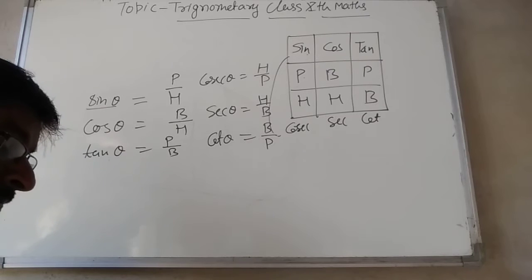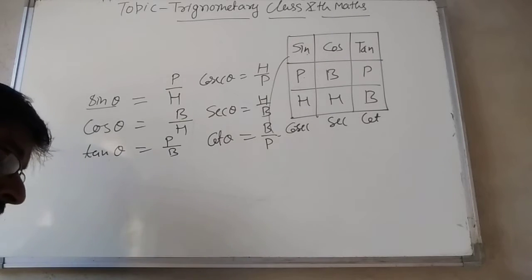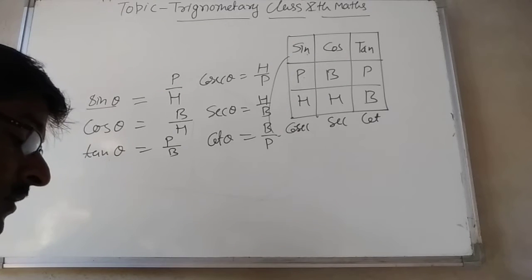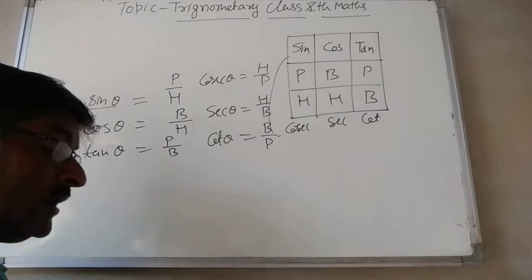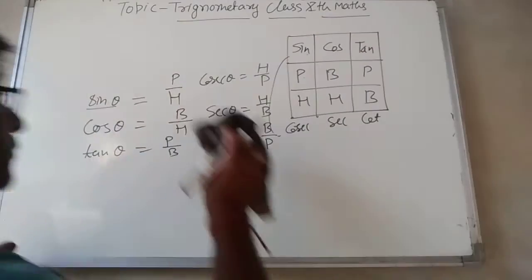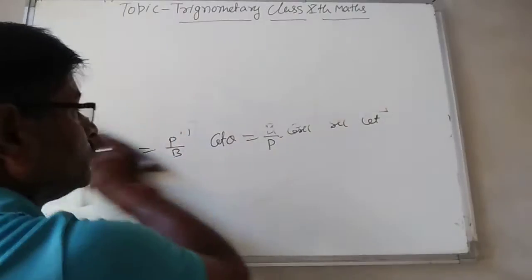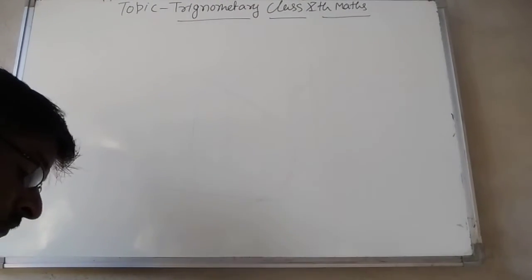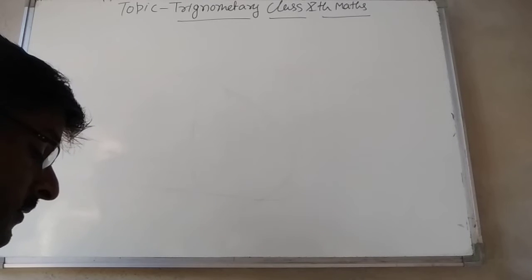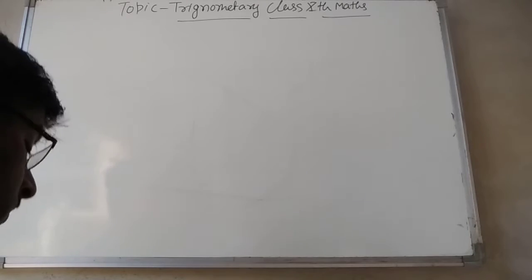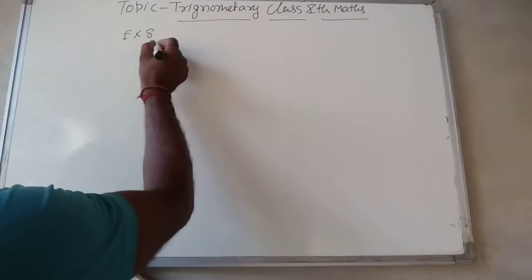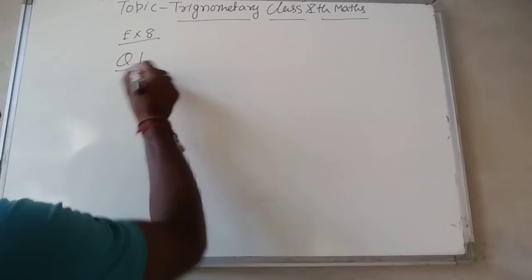Now the questions. Which type of questions will he ask? He can ask in this exercise. He can give any 2 sides of the right triangle. Exercise 8.1. Question number first.